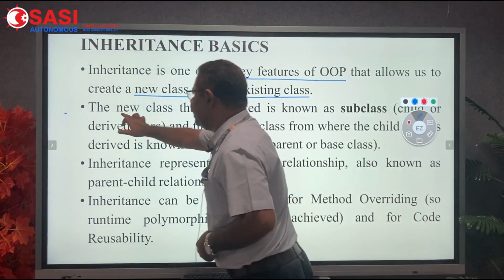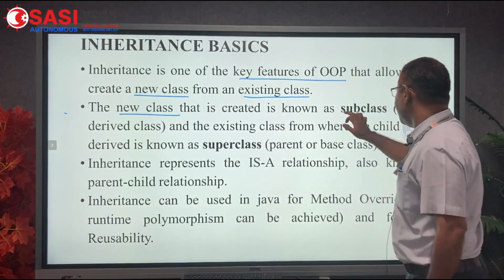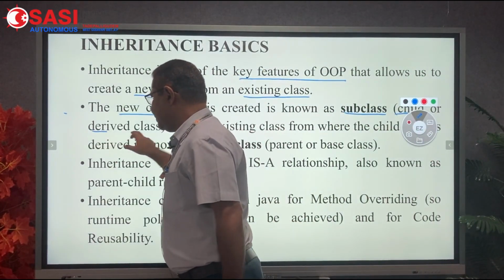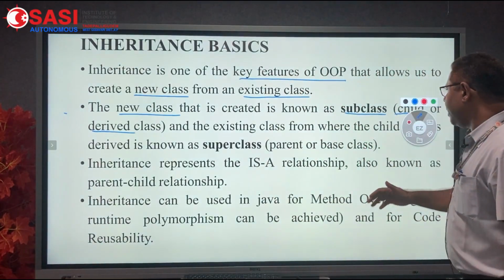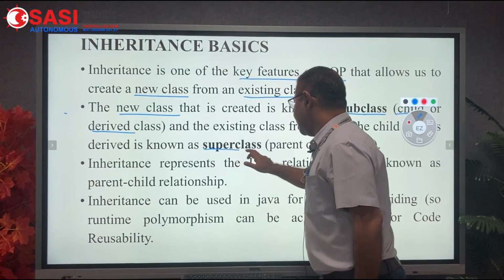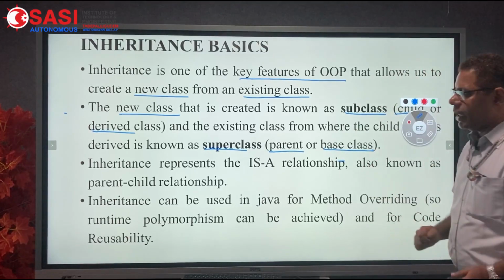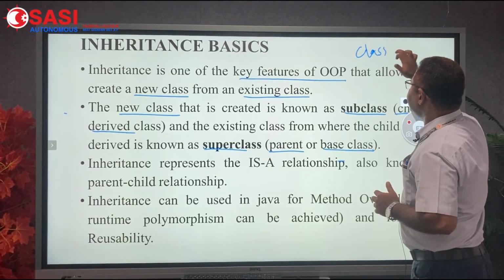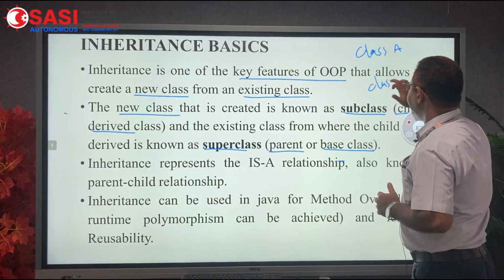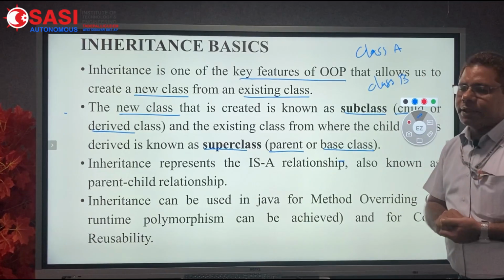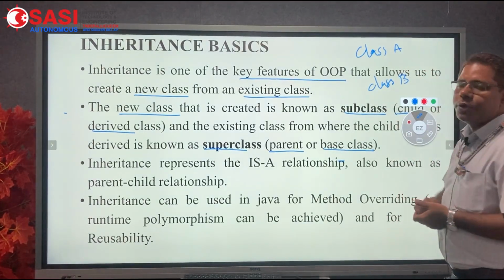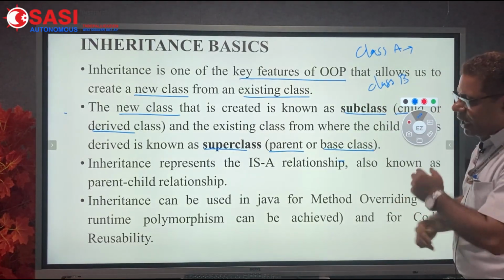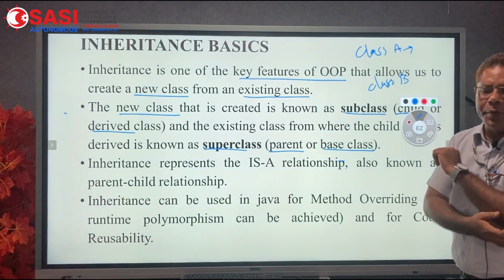The new class is called the subclass, child class or derived class. The existing class is called the superclass, parent class or base class. So here, class A is the existing class and class B is the new class. That means class A properties can be used in class B. Then class B is called the subclass, child class or derived class.